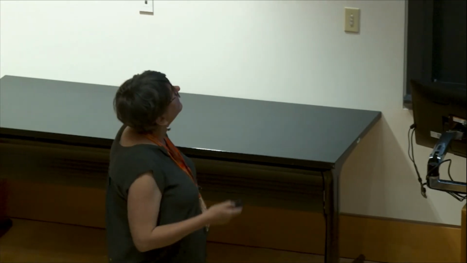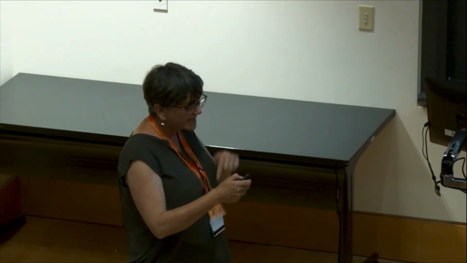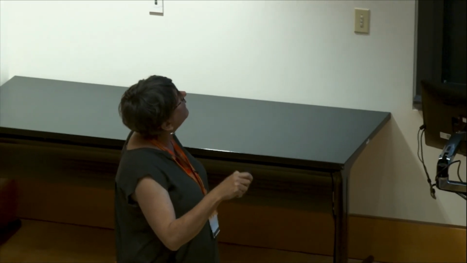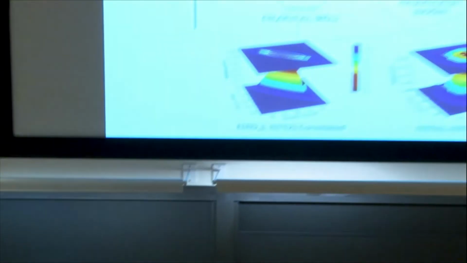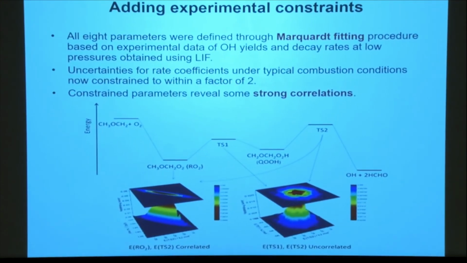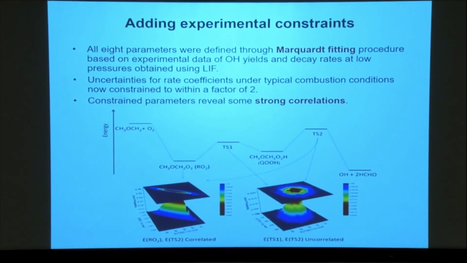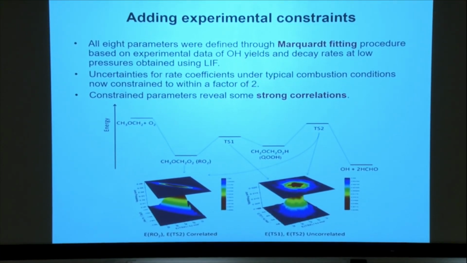But when we use the experimental data, now we're able to constrain the uncertainties for all the rate coefficients to within a factor of 2. Okay. So, you know, we might have started out with uncertainties of a factor of 10, for example. So that's a massive improvement by including the experiments.